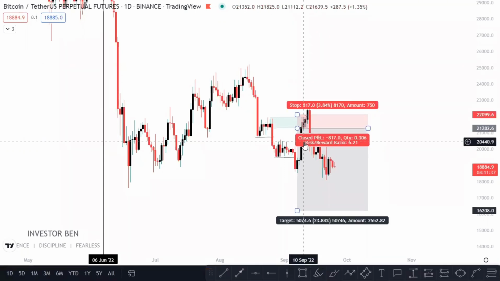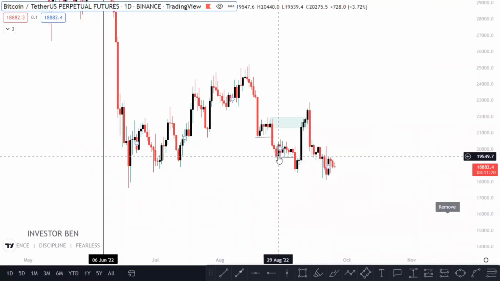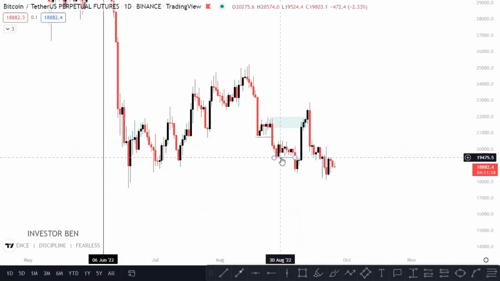So you first of all identify your targets. Where is this price likely to go? Then you figure out an entry. How can I join this move? Right? So let's try to do some things on this chart.